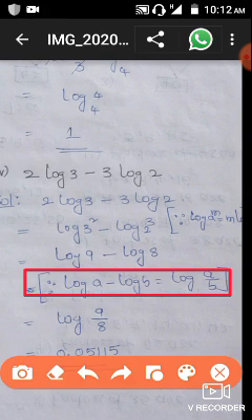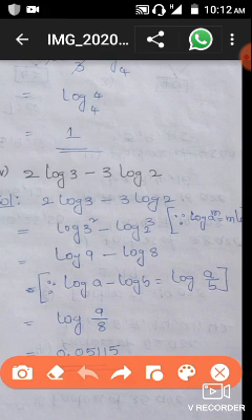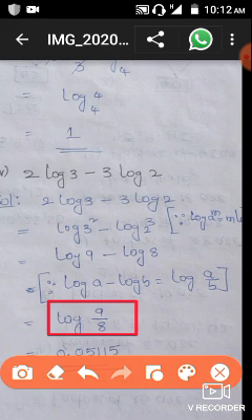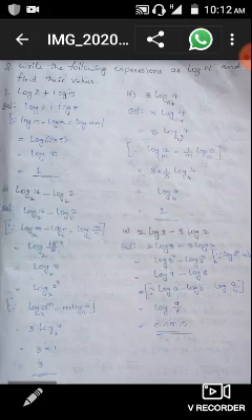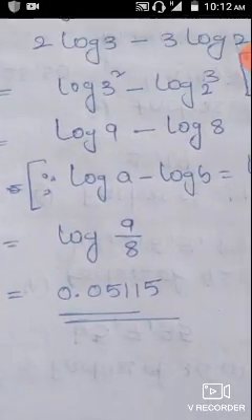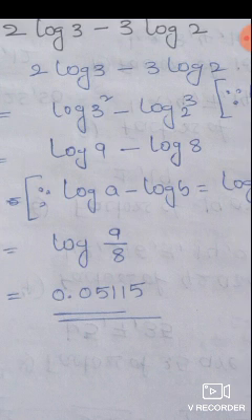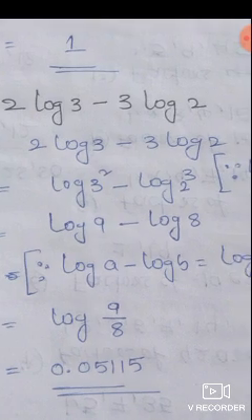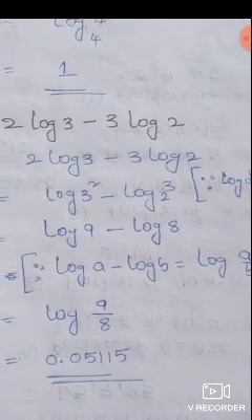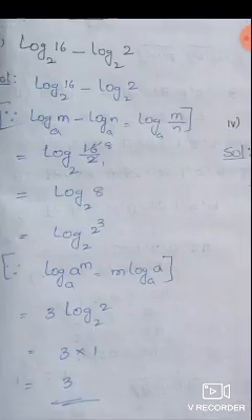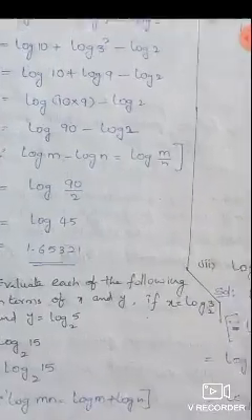Here we don't know the value of log 9 by 8. By the logarithm table we can get that value, but just remember log 9 by 8 equals 0.05115. When it comes in the exam, just remember and write 0.05115. So this is the fourth question. Next, the fifth question.